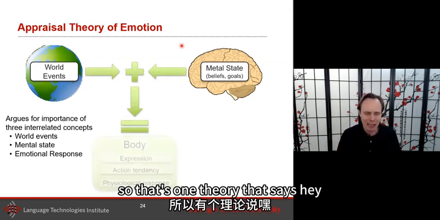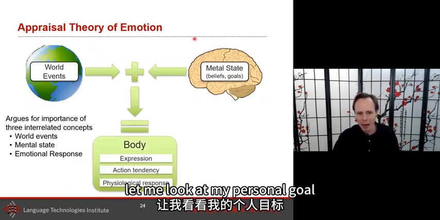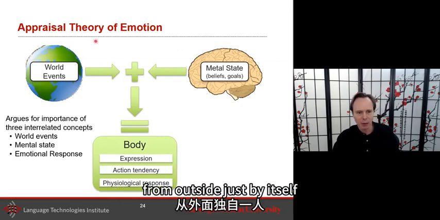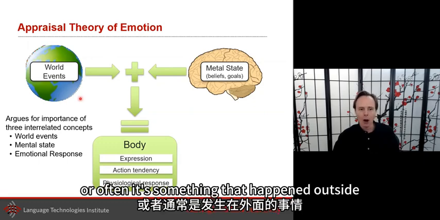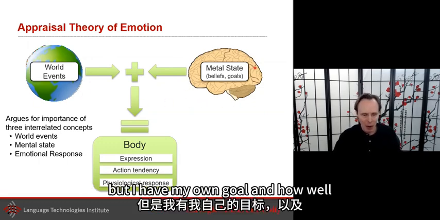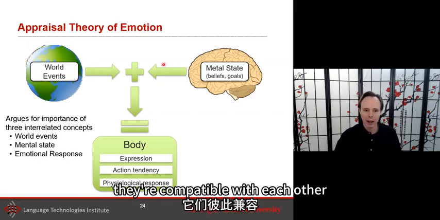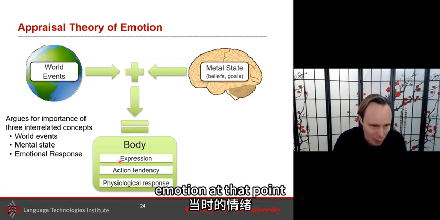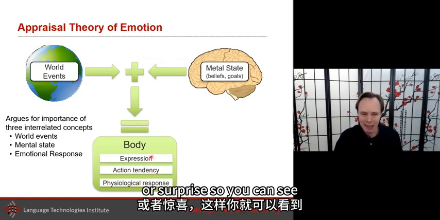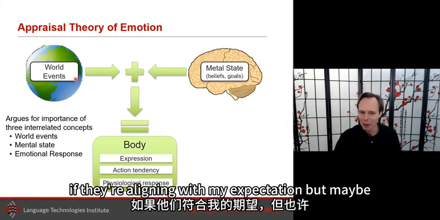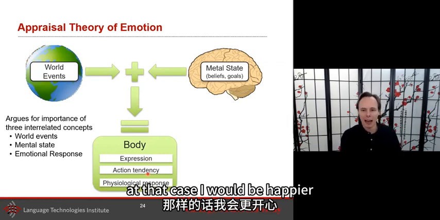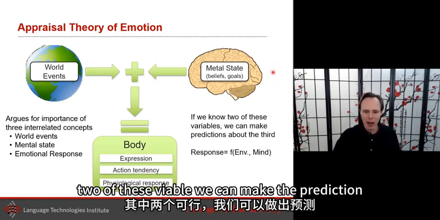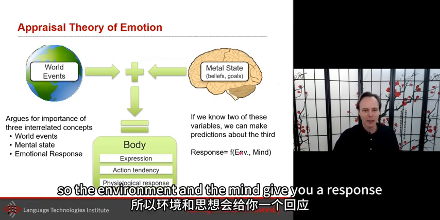And so that's one theory that says, hey, let me look at the world, let me look at my personal goal. An emotion can be because of something that I appraise from outside, just by itself, or often it's something that happened outside, but I have my own goal and how well they're compatible with each other. So if they're not compatible, then maybe I will have more of a negative emotion at that point, or surprise. Or if they align with my expectation, maybe in that case I will be happier. And in that sense, if we know two of these variables, we can make the prediction. So the environment and the mind give you a response.